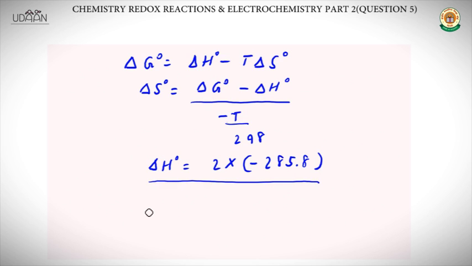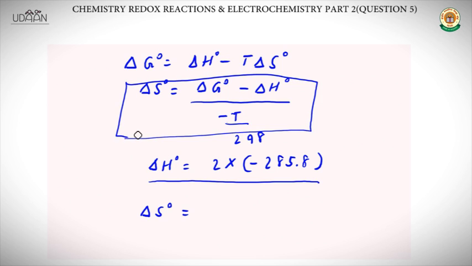delta G. So from this we can calculate the value of delta S naught by putting the values in this equation. By putting those values directly, we get minus 234.9 joules per Kelvin. So the answer is minus 324.9 joule per Kelvin.